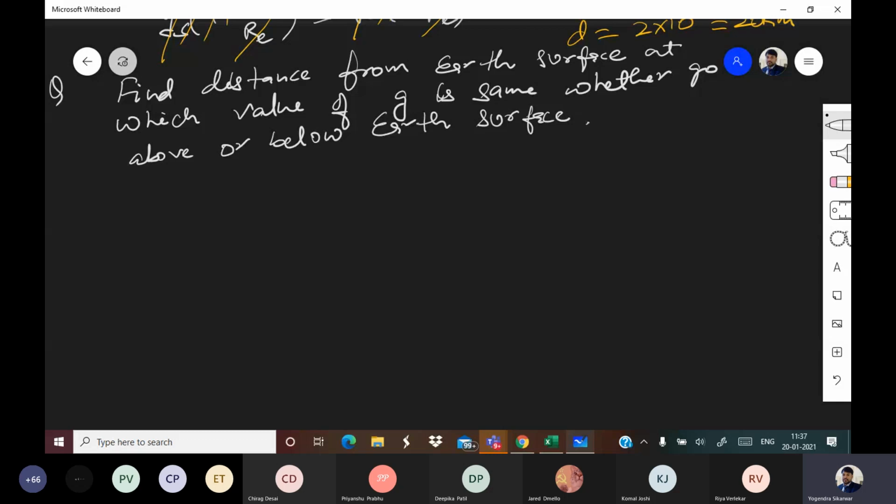Vedant is saying d is equal to 2H again. No. Because d is equal to 2H means the height is not the same as the depth. You need to have the same value of d and H. That is the question. What should be the distance such that H and d both are the same?